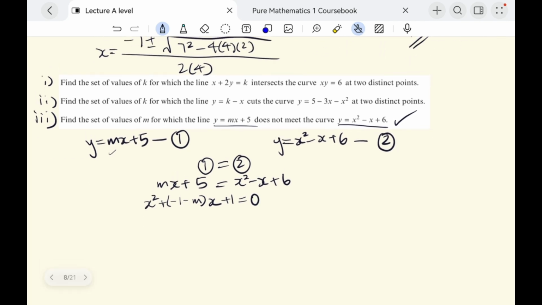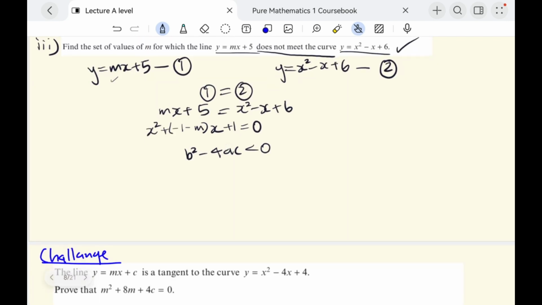So you must also read through the question carefully. "Does not meet the curve." What does it mean? It means that you need to consider the discriminant. So you can see this line does not intersect the curve. That means your discriminant must be negative because these two simultaneous equations have no real solutions, right?